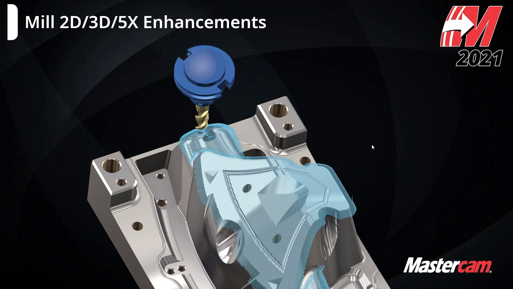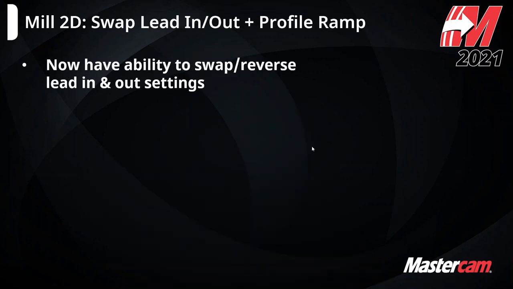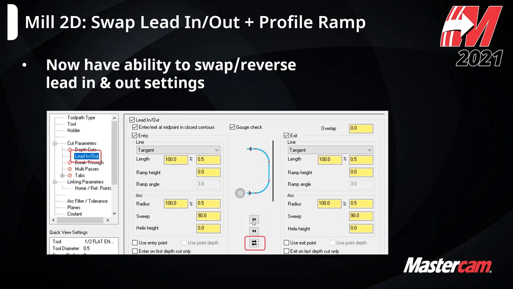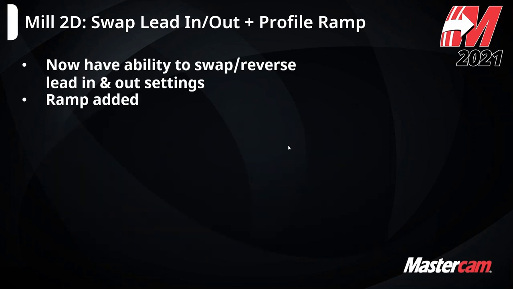Mill 2D, 3D, multi-axis enhancements here. So the first one I want to cover on the 2D side is you now have an option to swap your lead in, lead out, and there's also a new profile ramp lead in option. Before, you had the two arrows there to switch the entry to the exit and vice versa, but it would just copy your settings from one side to the other. But there have been times where your exit's exactly the way you want your entry to be. So you can swap them and it'll switch the exit over to the entry and the entry data over into the exit side. And then we also added what we call profile ramp for lead-ins.